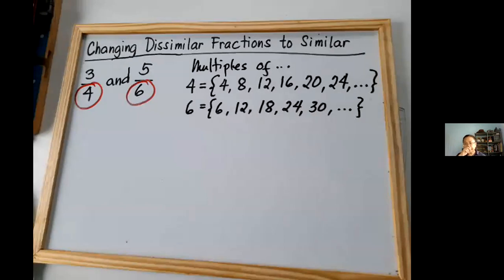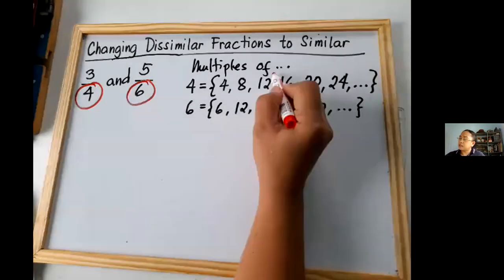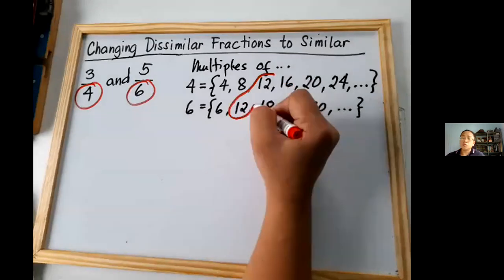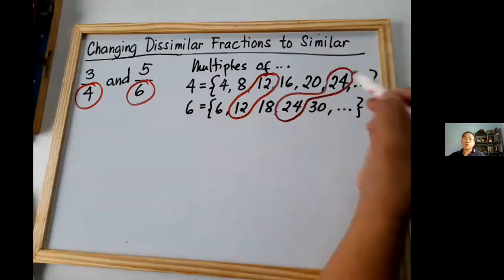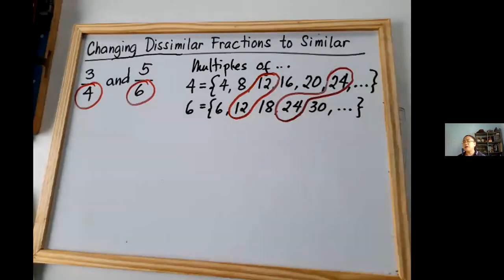Now, tignan natin yung listahan natin ng multiples. Anong napapansin ninyo doon sa multiples ng 4 at saka ng 6? Meron bang magkapareho? Okay, meron magkapareho. Doon sa lista natin, ilan yung magkapareho? Okay, so titignan natin ha. Ang magkapareho natin ay yung 12 at saka 24. So, dalawa. Ma'am, paano po yun? Alin po dun sa dalawa ang gagamitin ko?